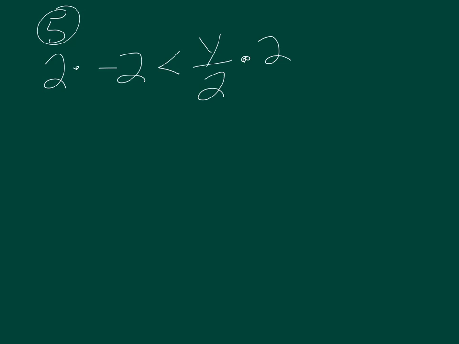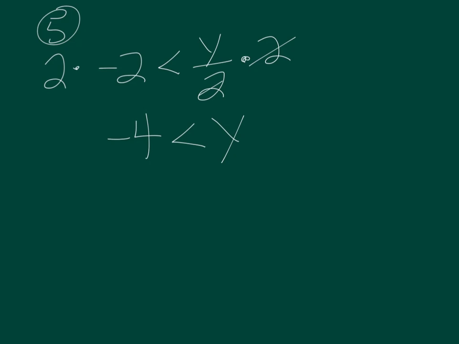Make sense? So what's 2 times -2? That's -4. And the 2's cancel, and we have y is greater than -4. Now, do we flip the inequality here? Do we flip this? Because, gosh, I have a negative involved. And the answer is no, we don't flip the inequality.